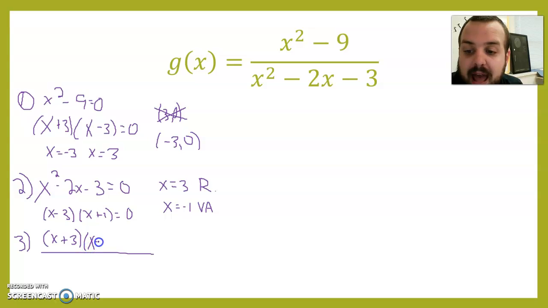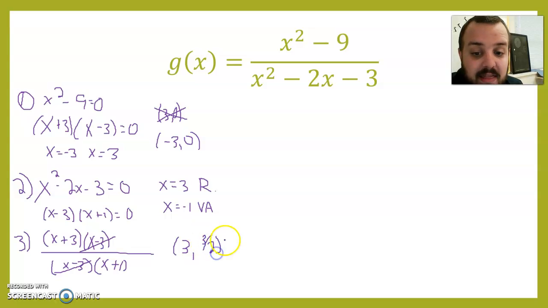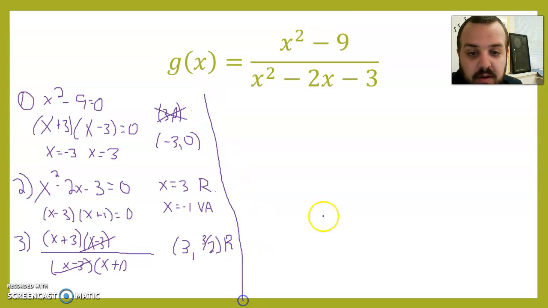So in our numerator, we had this. In our denominator, we had this. And what I'm going to do is I'm going to cancel out the factor that's causing the problem. Okay? I'll then go ahead and plug 3 in and see what comes out. And I'm going to get 6 over 4, which would reduce to 3 halves. So (3, 3/2) is going to be my removable discontinuity. That'll make more sense in a moment when we go to graph, okay? So that's steps 1, 2, and 3.